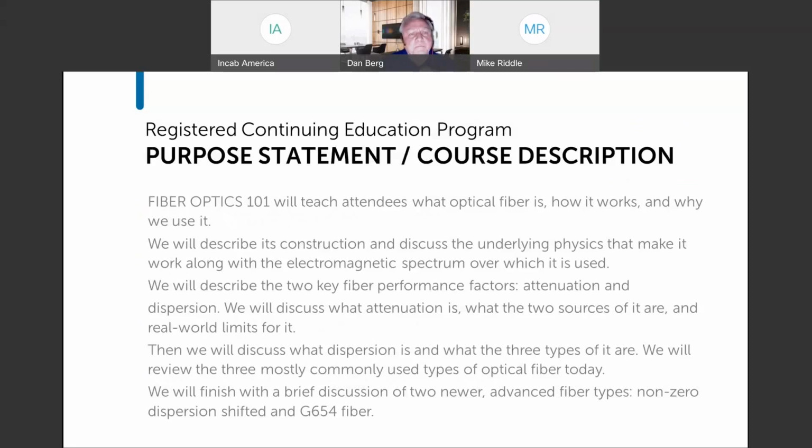The purpose statement, you can read this yourself. What we're going to be discussing is what an optical fiber is, how it works, and why we use it. We're going to talk about some of the parameters that people use to design a fiber optic system, and some of the limitations of the fiber itself. How does it conduct this electromagnetic wave down the length of the optical fiber?